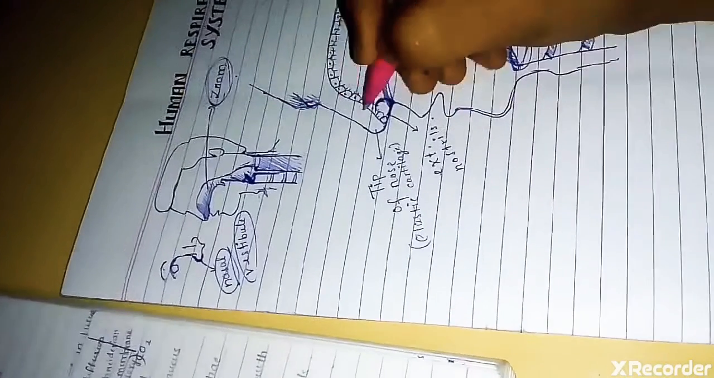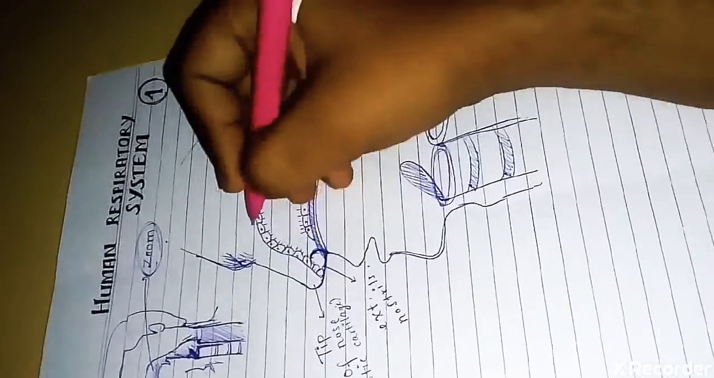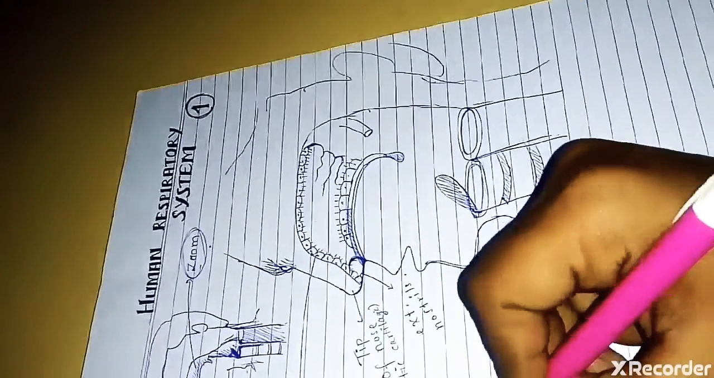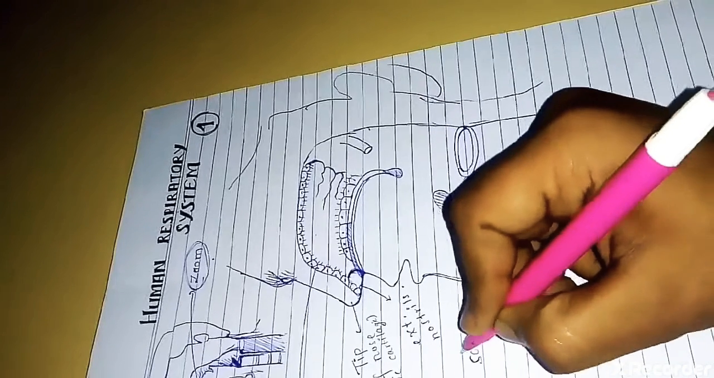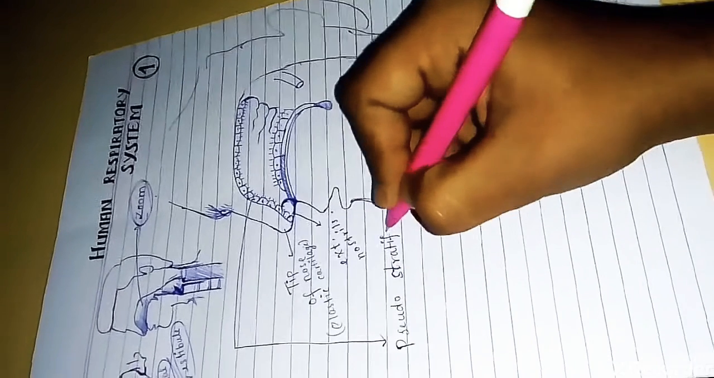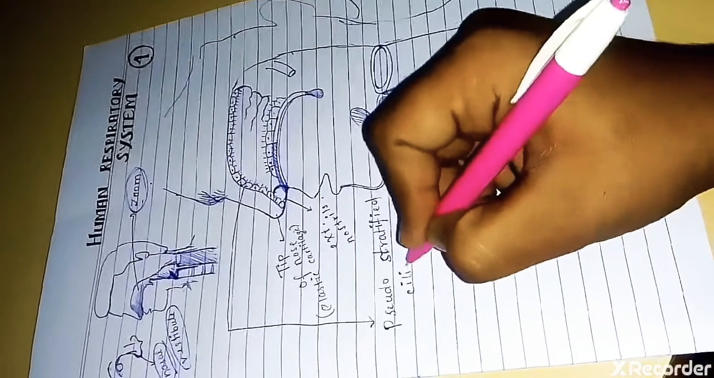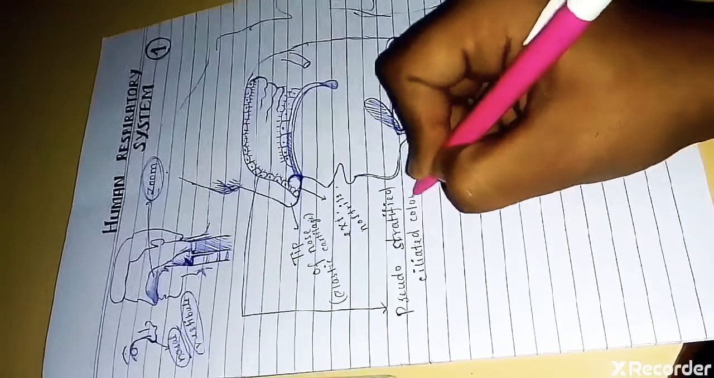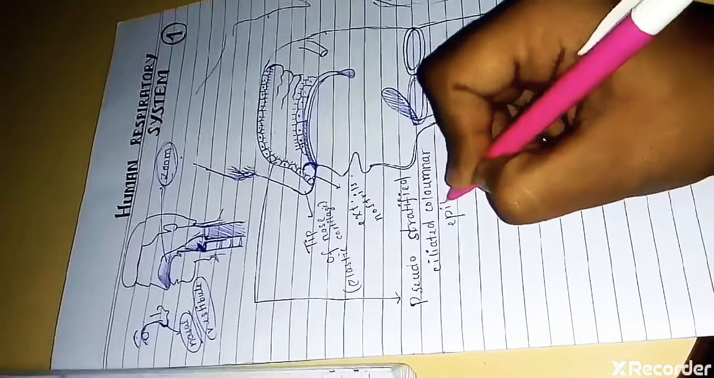Moving forward, this is the inner lining of our nasal chamber or nasal passage. This membrane is known as the Schneiderian membrane. It is quite moist and made up of a specialized epithelium, which is known as pseudo-stratified ciliated columnar epithelium. It's quite a complicated name, but it's not much complicated.